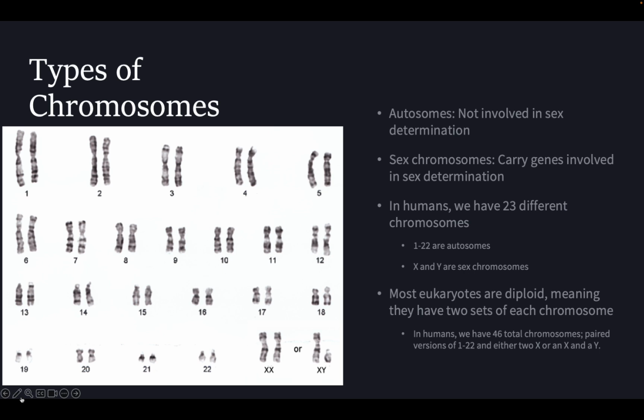So in humans, we have 23 different chromosomes. Chromosomes that are autosomes are given numbers, 1 through 22. And what you're seeing in this image here is called a karyotype, and we'll talk more about that in a little bit, but it's a picture. It's a literal physical picture of the chromosomes within a human cell. So you see 1 through 22, so all of these are autosomes.